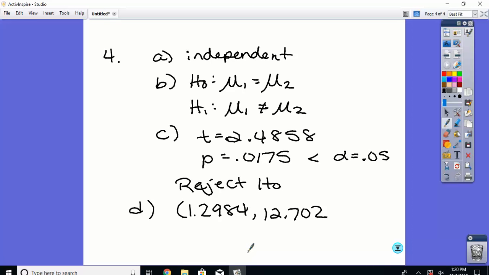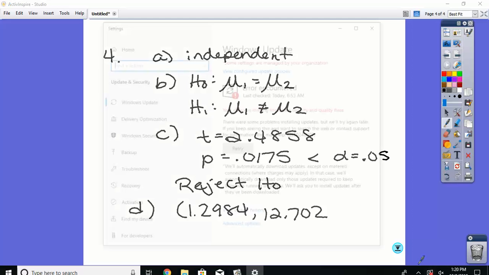Those are yours. You might look back over them. The key thing, guys, you have to know, first of all, is it matched pairs or not? And then you have to know which test you're doing for each scenario.